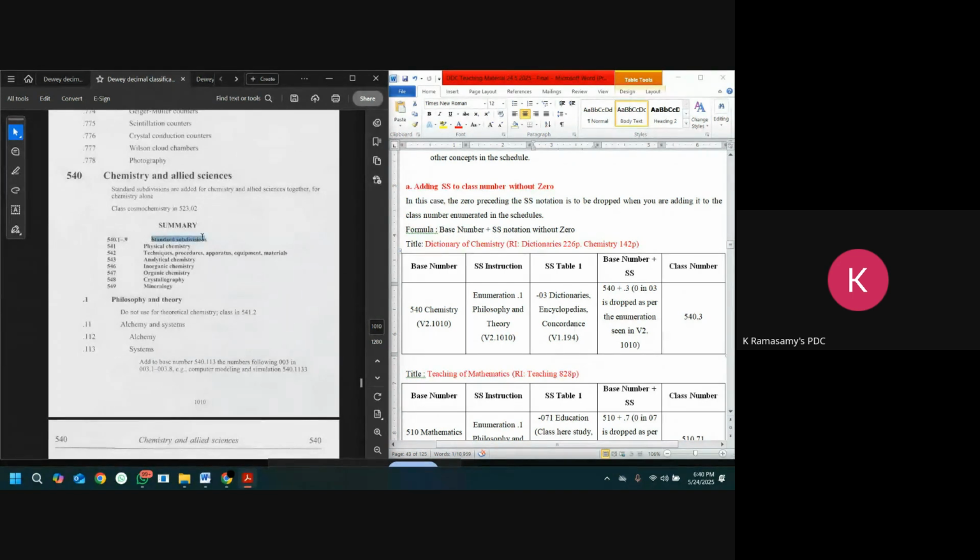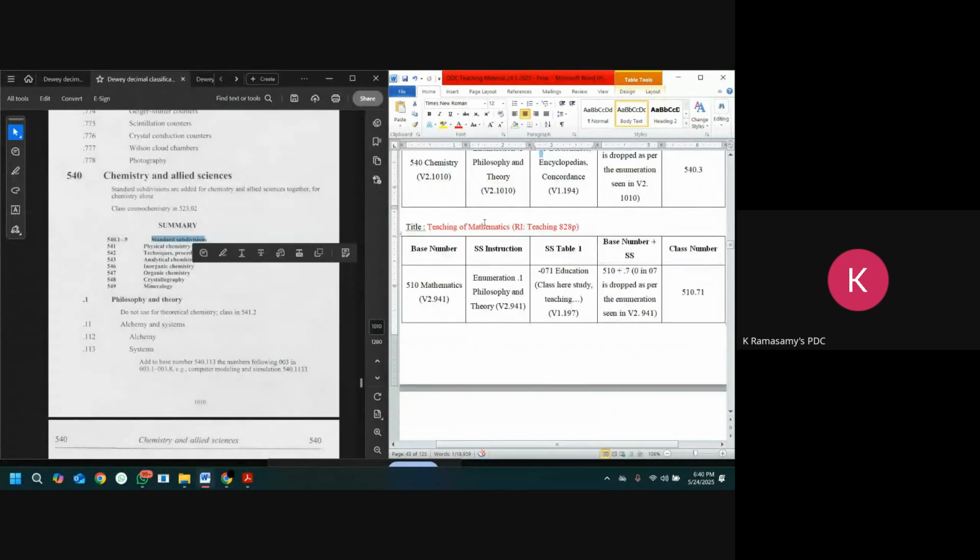540.1-.9 standard subdivision. So if you want to add any standard subdivision numbers, they are to be added to 540 without 0. 03 means only 3 you should add. 04, only 4 should be added. Okay, in our case, 540 is chemistry. Dictionary is 03. As per this instruction, I am not adding 0. I take only 3, dropping the 0. So the answer will be 540.3. Here 540.1 to .9. Similarly, the answer is 540.3. It becomes dictionary of chemistry.